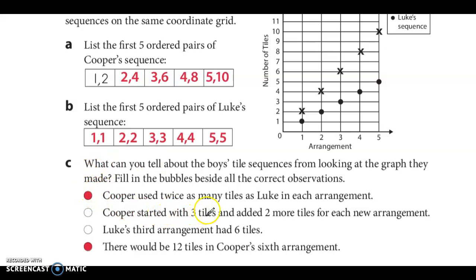The second one, Cooper started with 3 tiles and added 2 more tiles for each new arrangement. That one is false. Cooper did not start with 3 tiles. Cooper started with 2 tiles. Luke's third arrangement had 6 tiles. Well, if you look at Luke's third arrangement, the Y value is a 3, so that one is not correct. There would be 12 tiles in Cooper's sixth arrangement. So if he's adding 2 each time, the next arrangement would be 12. He added 2 to make 12, so that one would be correct.